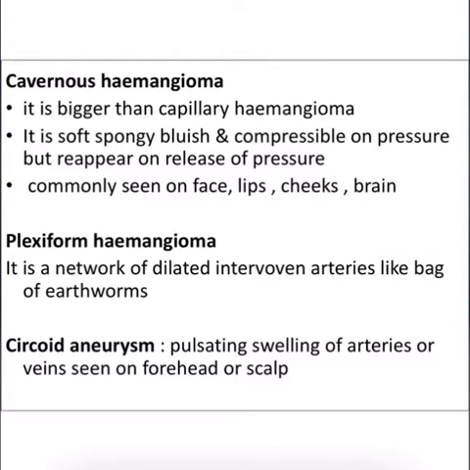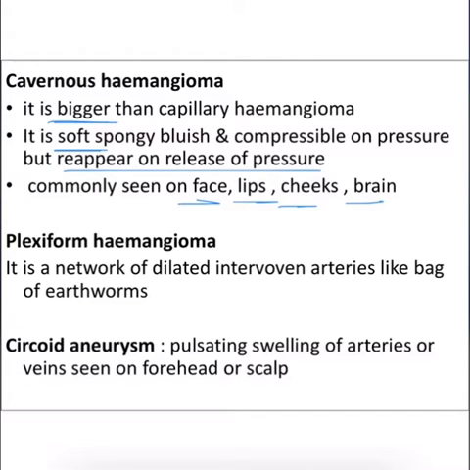Cavernous hemangioma. Cavernous means veins. Veins are larger in diameter, but the pressure is also lower than in the capillaries. So they are bigger, softer, and compressible, but reappear on release of pressure, same as capillary. Commonly seen on the face, lips, cheeks, and the brain.